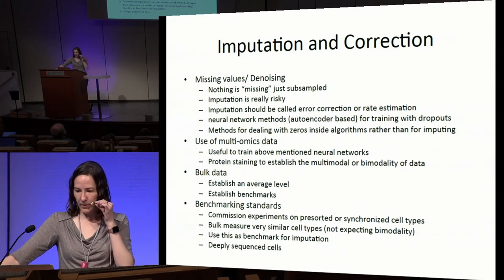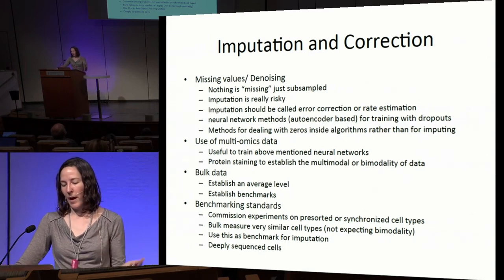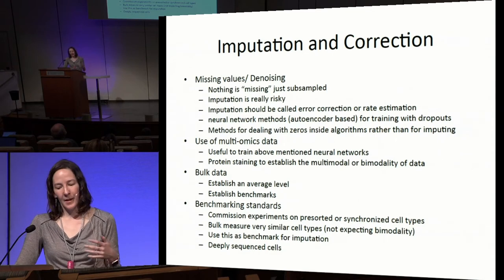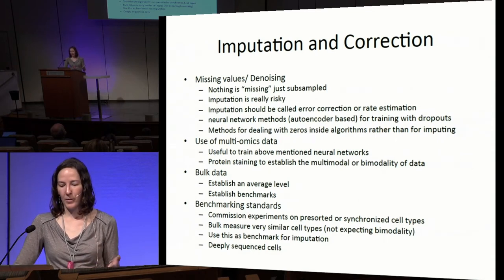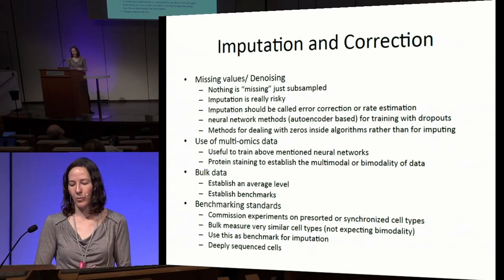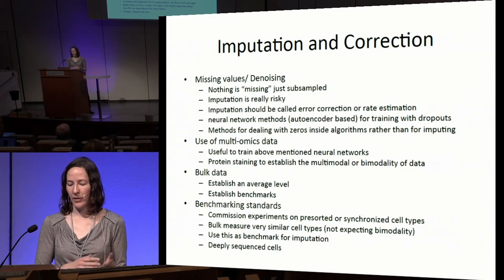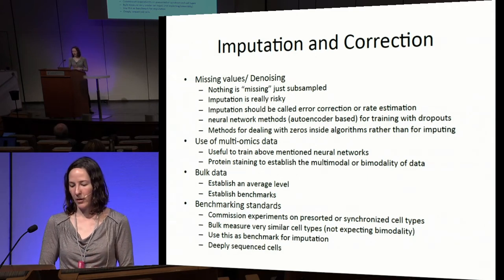So we may want to avoid it as much as possible and instead focus on methods that deal with zeros and deal with uncertainty inside the algorithm rather than pre-imputing. However, my perspective is that there are going to be methods that we want to apply that do assume full observation and don't take into account uncertainty. I think that's inevitable that some people will want to apply methods like that. So then how do we think about imputation? What are the desirable properties? And the perspective is that maybe instead of thinking of it as imputation, we think of it as error correction and rate estimation rather than thinking of this as missing data that we are then imputing.